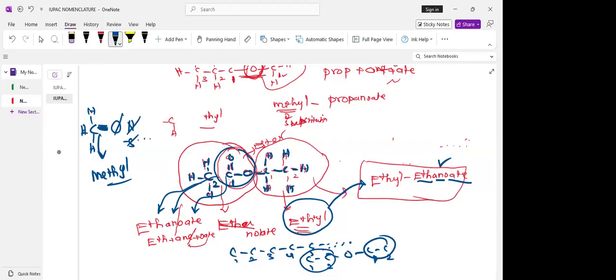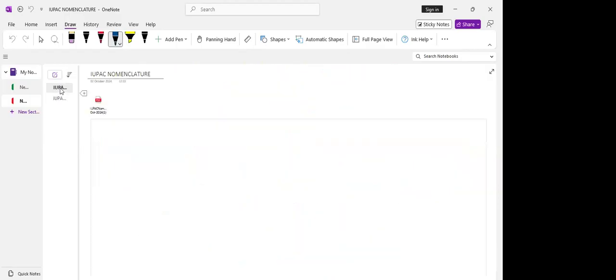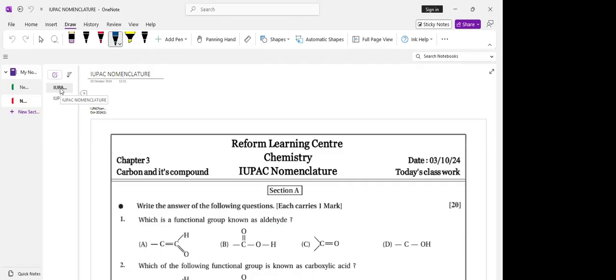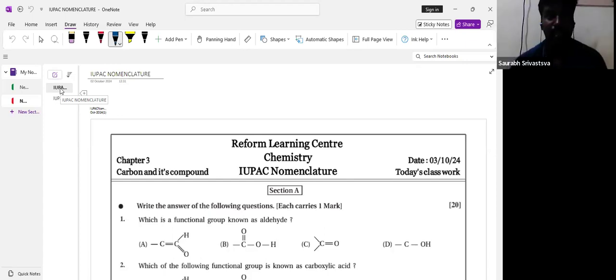Sir, from where is this YL coming from, sir? In ethyl? How did you add the YL there in ethyl? YL means we are not including that complete structure, no. See, here hydrogen.